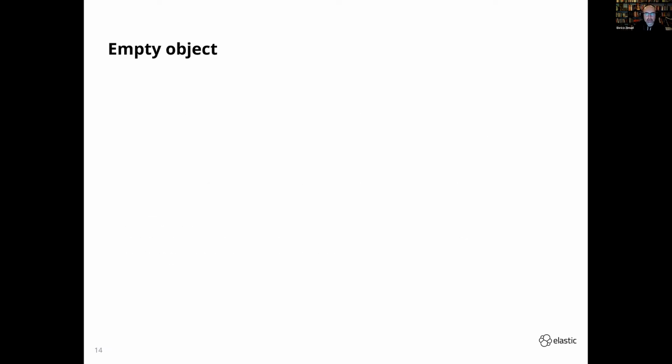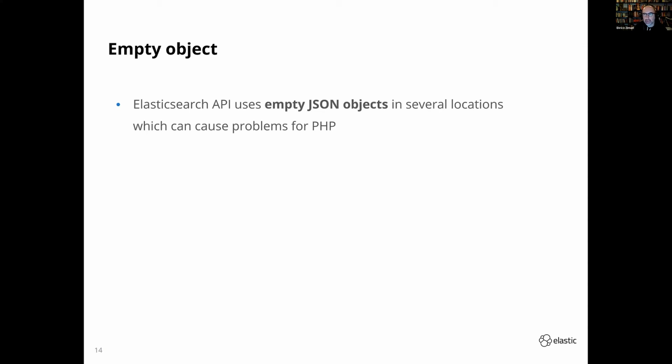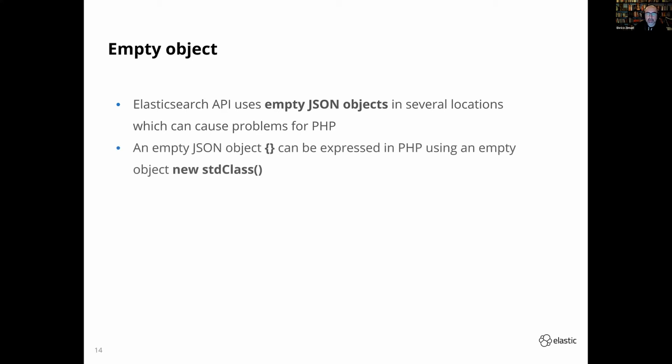But there are some issues, as you know, if you use JSON in PHP. For instance, there is an issue with empty objects. Imagine that you have an empty object in JSON: an open curly bracket and a closing curly bracket, basically an empty JSON. Elasticsearch uses this empty JSON notation in several locations. In order to have it in PHP, you need to create an empty object, and to do that you need to create a new standard class. The standard class is the generic class of PHP, so if you just create an instance of it, it will create an empty object.